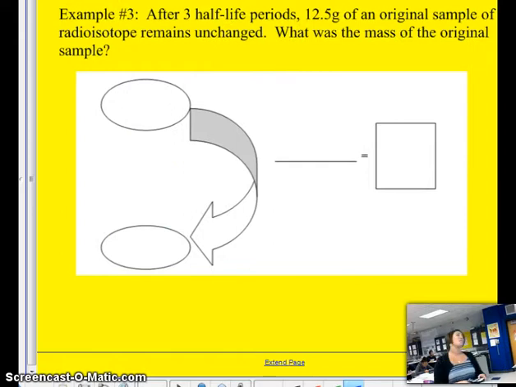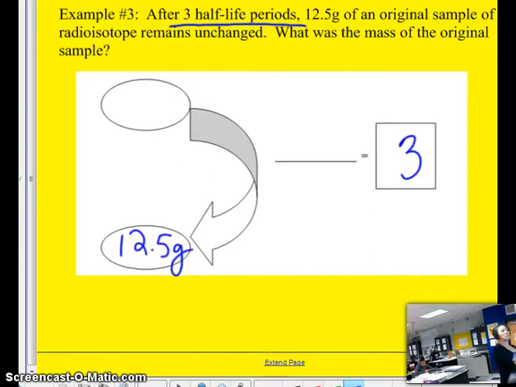After 3 half-life periods, 12.5 grams of an original sample remains unchanged. What was the mass of the original sample? Different question. They did not tell us how much time passed, and they did not give us the identity of the isotope, so we can't look up the half-life. But we don't need to, because they told us 3 half-life periods have occurred. That means the mass was cut in half 3 times. 12.5 grams of an original sample remains unchanged. 12.5 grams is what's left.